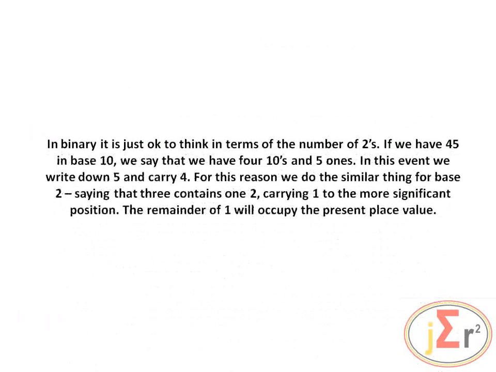In binary, it is just okay to think in terms of a number of 2's. If we have 45 in base 10, we say that we have 4 10s and 5 1s. In this event, we write down 5 and carry 4. For this reason, we do the similar thing for base 2, saying that 3 contains 1 2, carrying 1 to the more significant position. The remainder of 1 will occupy the present place value.